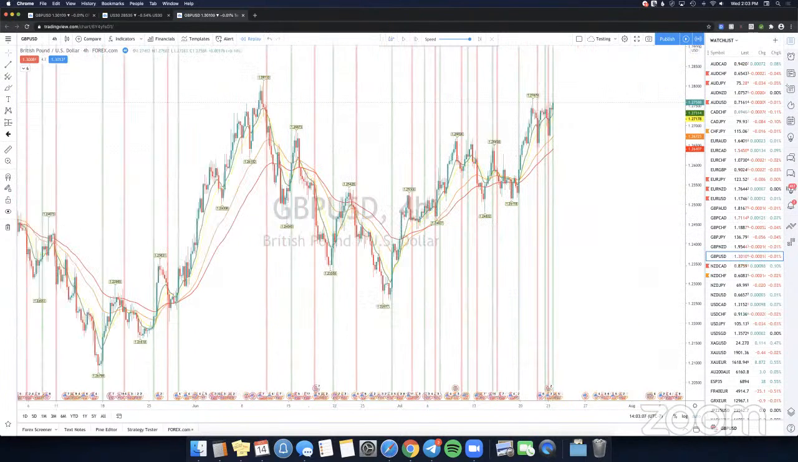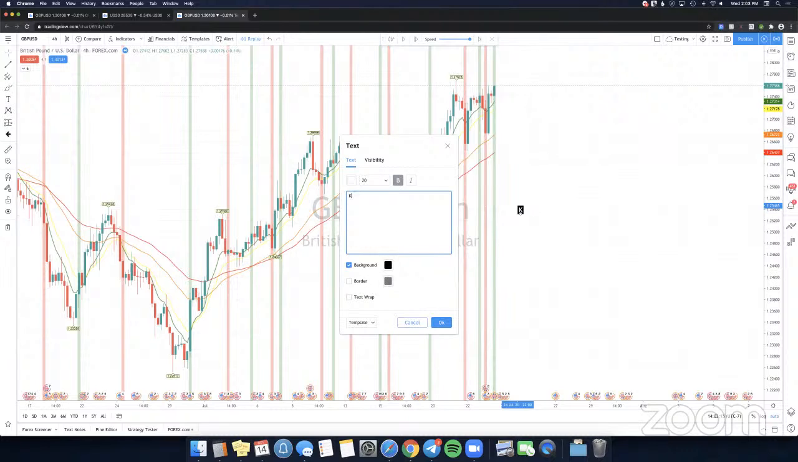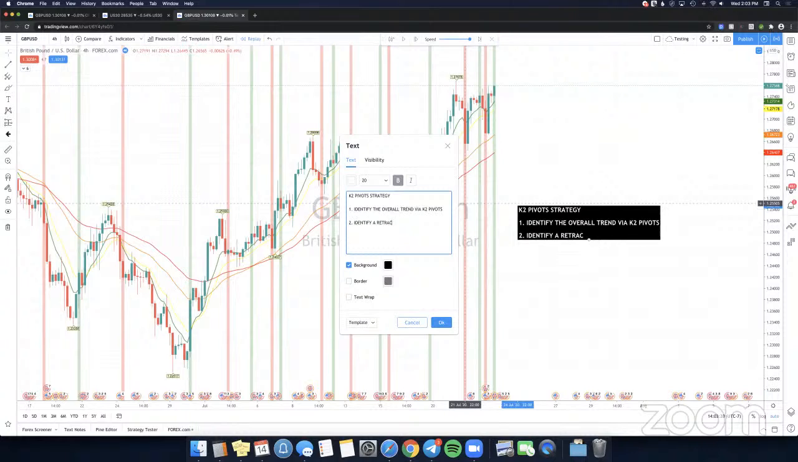So the first thing that you're going to look for when you're applying the pivot strategy is, let me just write down all of the requirements here. This is the K2 pivot strategy. First, you want to identify the overall trend using the K2 pivots. Second, you want to identify a retracement pullback. Third, you want to identify a rejection of the K2 pivots area. And lastly, you want to confirm a valid K2 signal.